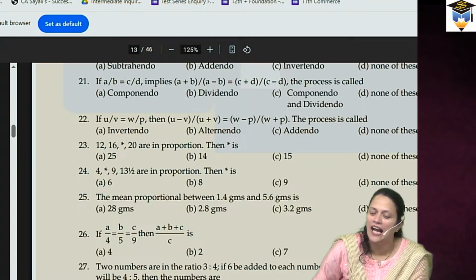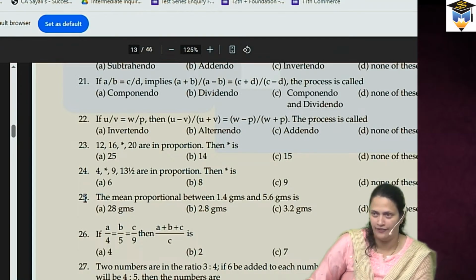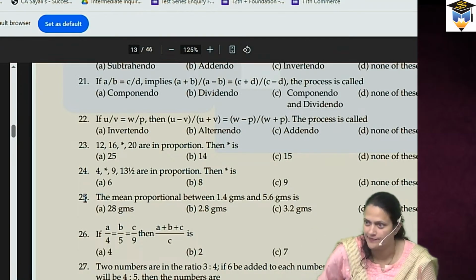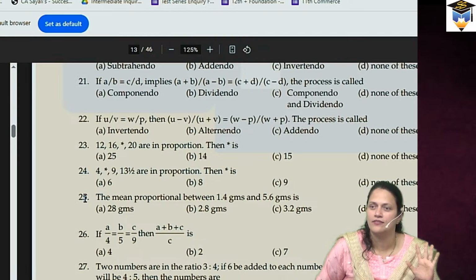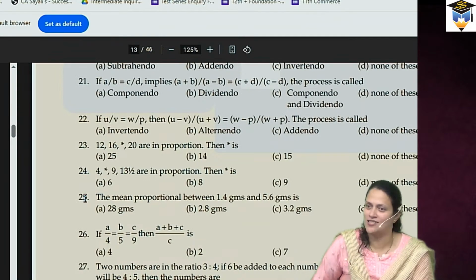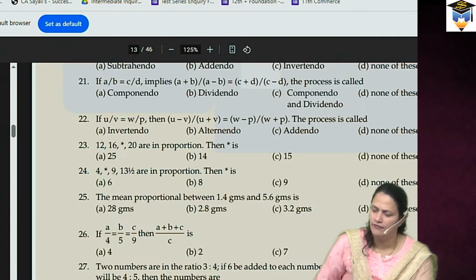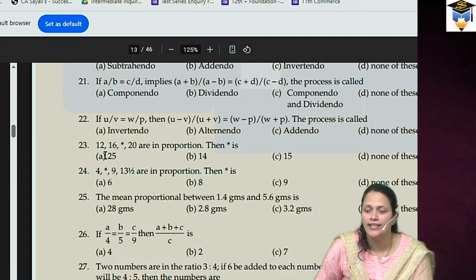Okay, see, what we will do? We will solve 23rd, 24th, 25 and then we will stop for today. Okay? Last 5. Only 5. You can do them as homework and next time we can discuss. Try the next 5 sums as homework. We will discuss. Okay. Now 23rd one.